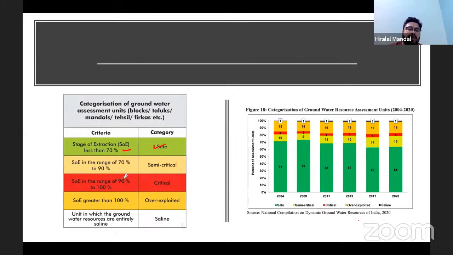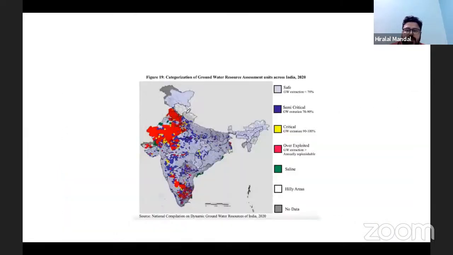But if the groundwater extraction goes to 100%, then it is critical, and we will see in the data that in some of the states the criticality has increased. In some of the states, when it is overexploited, it can affect the soil quality in that state.